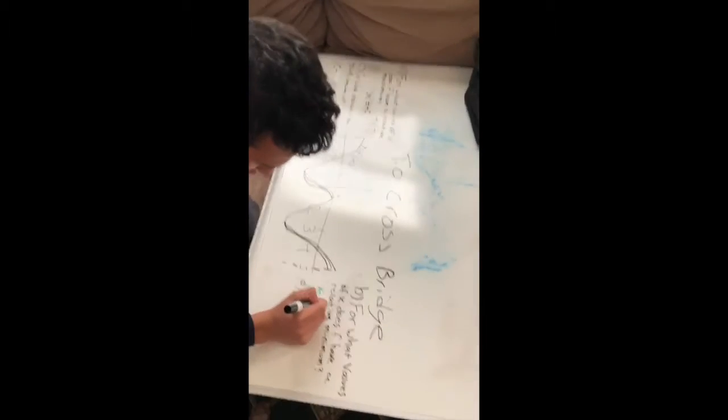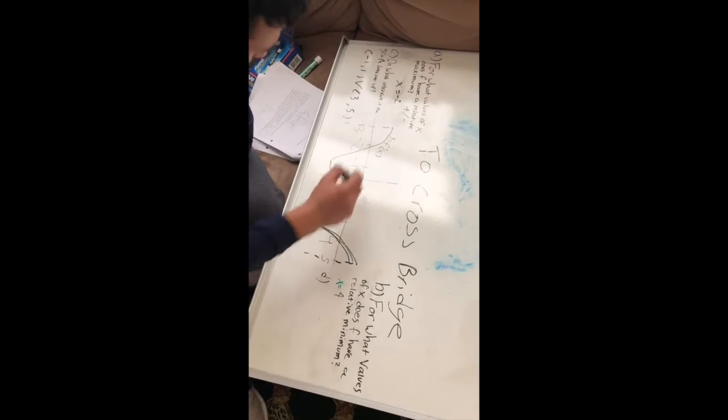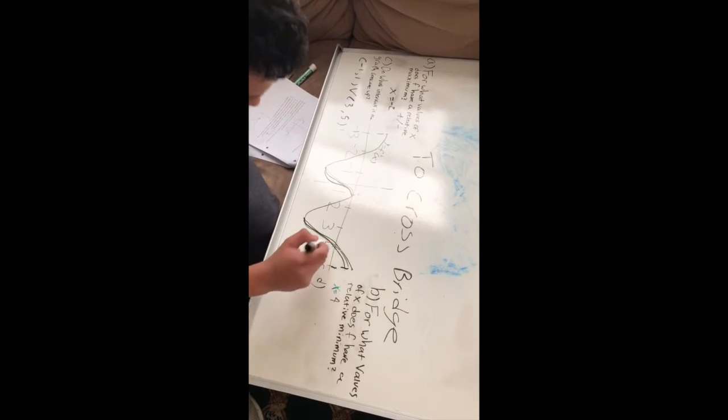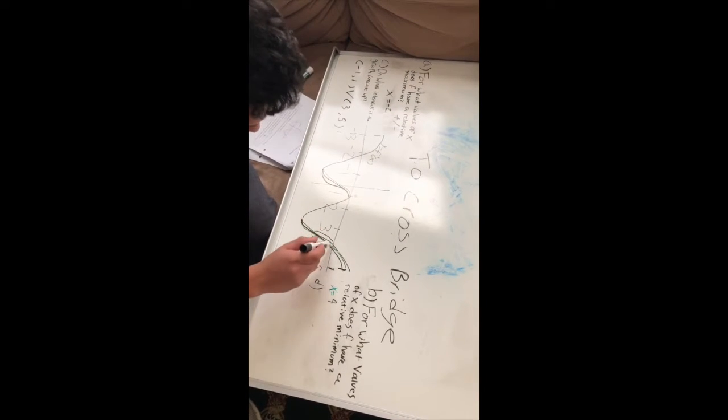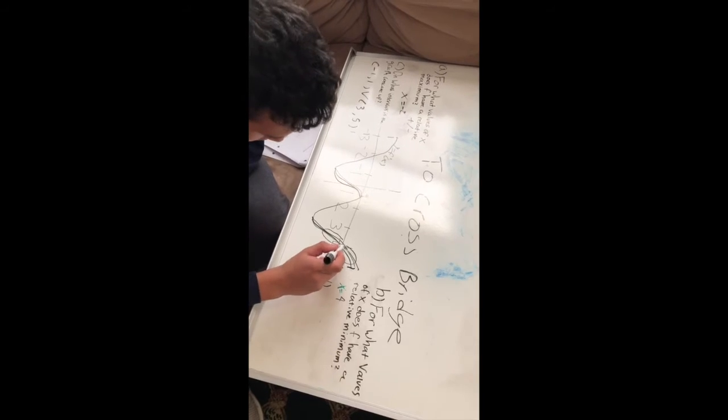B. For what values of x does f have a relative minimum? I would say x has to be 4 because it goes from under the x-axis, right here, to above the x-axis, right at 4.